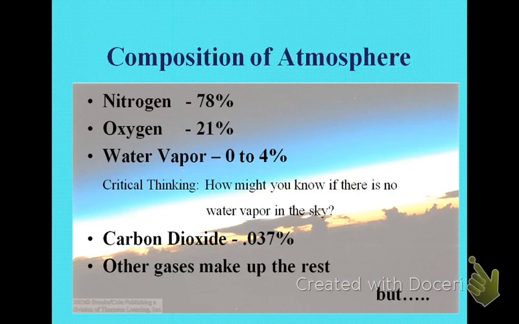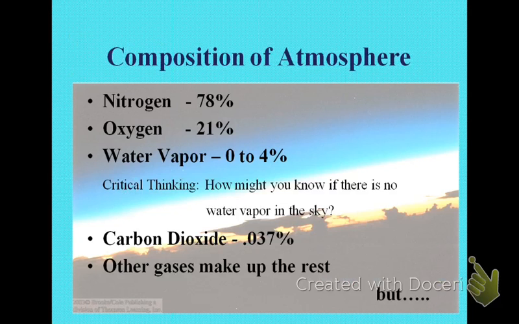In comparison to the rest, think of it like percentage to decimals: 78% would be like 78 cents of a dollar. Oxygen, 21 cents for the dollar. Water vapor, 0 to 4 cents to the dollar. And finally, carbon dioxide would be like saying, I'm sorry, not 4 cents. Yeah, 4 cents. And the carbon dioxide would be like less than a penny. Really, it'd be like less than a penny.